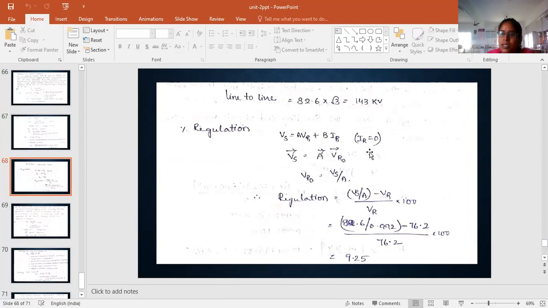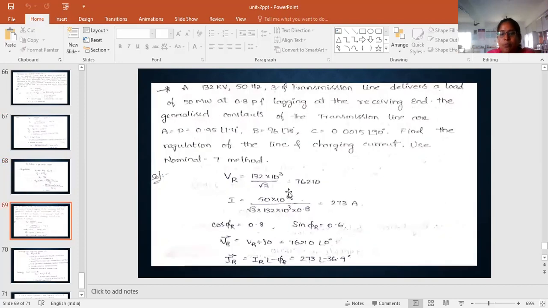So at no load condition IR equal to 0 here. So IR value is 0. So Vs equal to A into Vr. That value can be substituted here. This is the regulation. And next problem, in that problem ABCD values are given, and by using the ABCD values we can find out the Vs and Is values and charging current also. In any method that formula can be used: Is equal to IR plus IC, and IL equal to IR plus IC1. By using these formulas we can calculate easily.